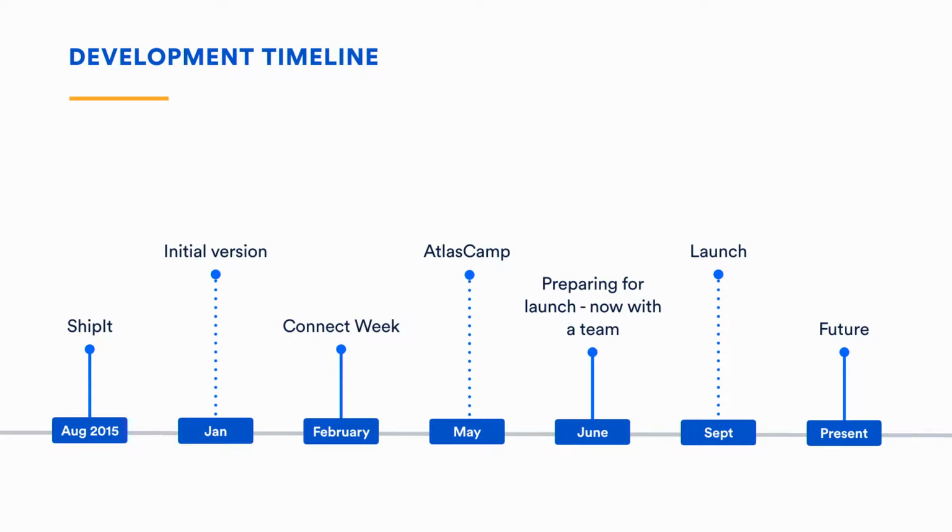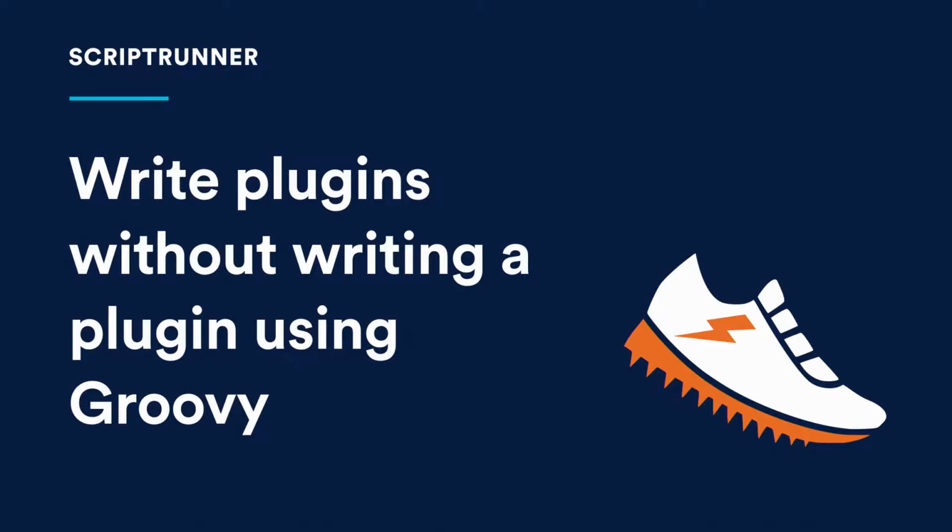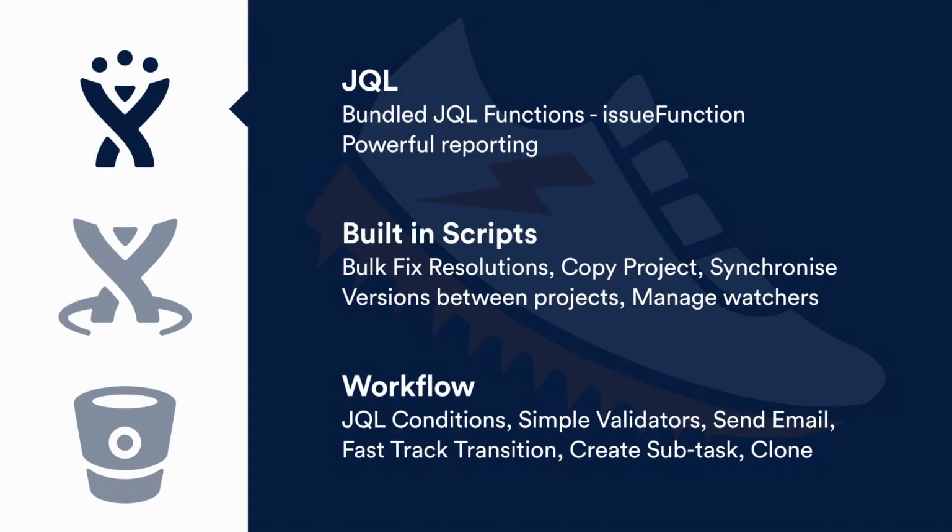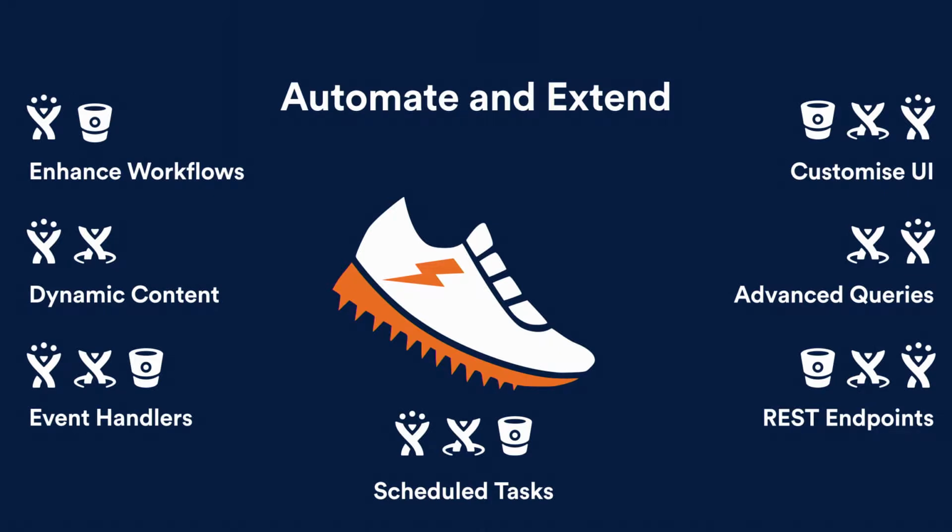So what is ScriptRunner, if people don't know? A little bit of background. ScriptRunner essentially allows you to write plugins without writing a plugin, using Groovy. We'll just give you a little bit of background about the features in it, so we're all on the same page. ScriptRunner allows you to automate and extend almost any plugin point you can inside any of the supported applications. That's Jira, Bitbucket, and Confluence.